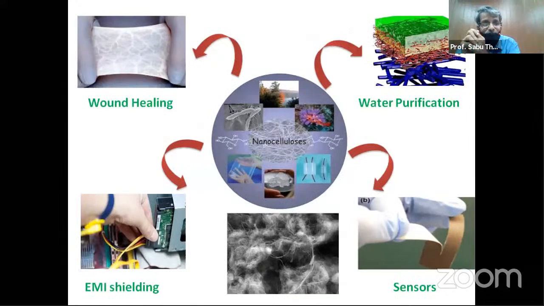While doing this, you can transform these waste materials into excellent wound healing tape. You all must be using a tape when you have a small wound. See, we can make such wound healing tape. We can make water purification membranes. We can make sensors. We can make EMI shielding materials for electronic applications. So my research group is active in all these areas. We are able to make water purification filters.